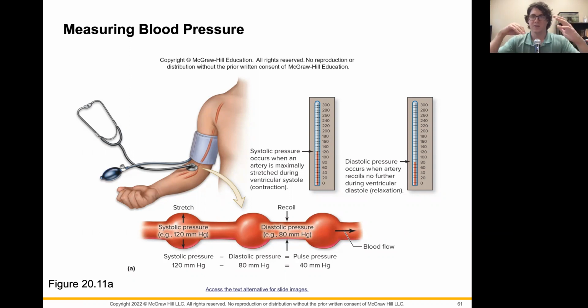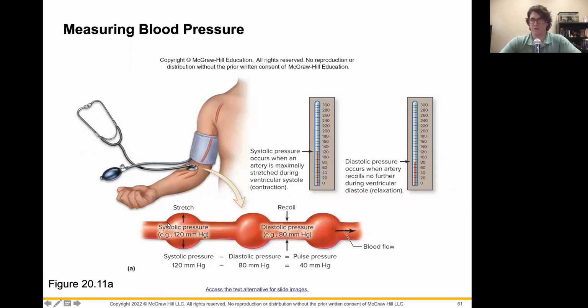Now, when the ventricles relax, our vessels are going to recoil and go back to that static central circle that we started with. That is what we're going to call our diastolic pressure. So systolic is during ventricular contraction. Diastolic is in ventricular relaxation.